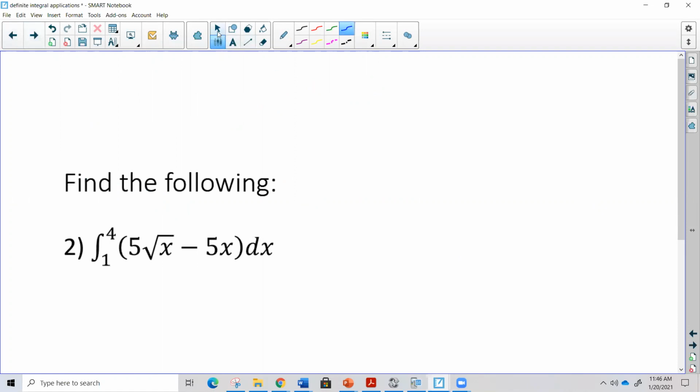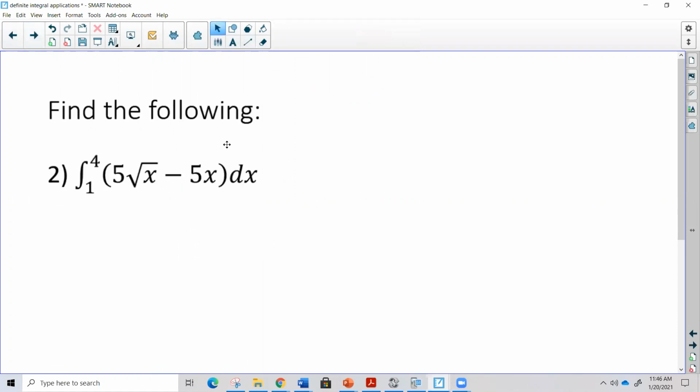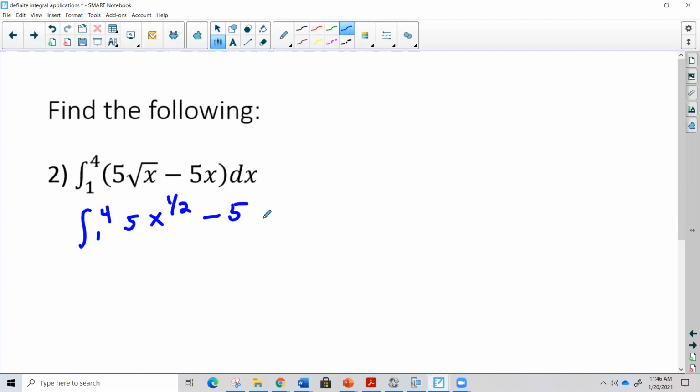So I'm going to do a few more examples of the definite integral. Okay, so I want to take the definite integral between 1 and 4 of 5 the square root of x minus 5x. Before I do that, I need the square root to be an exponent. So I'm going to change it to 1/2.